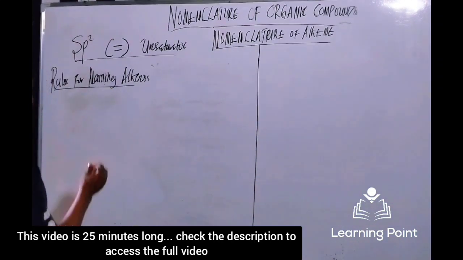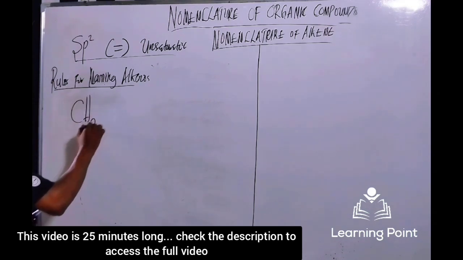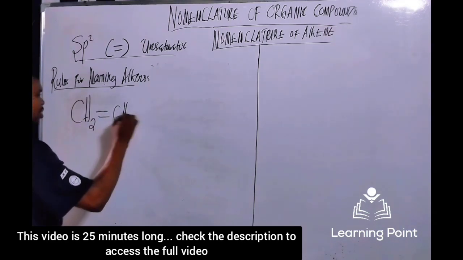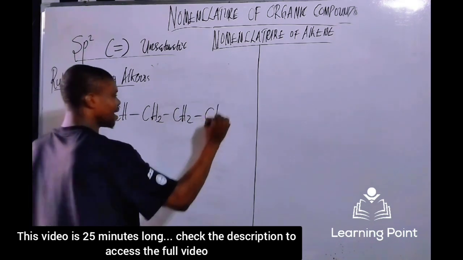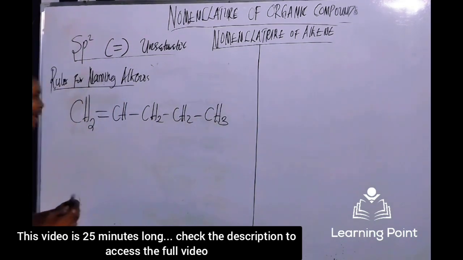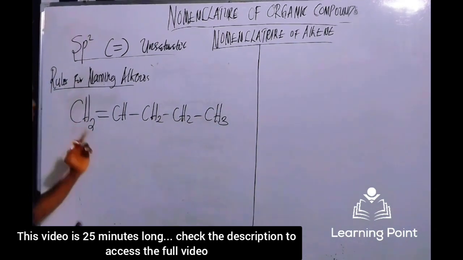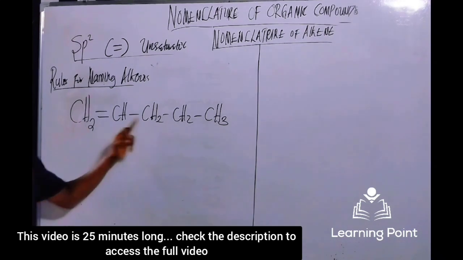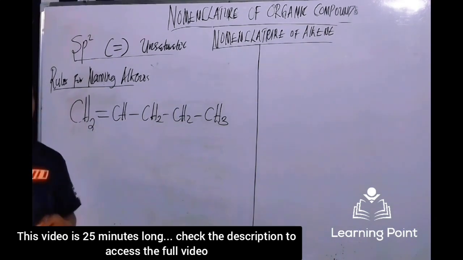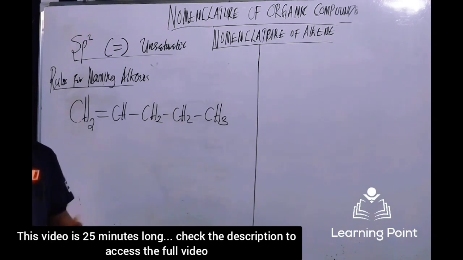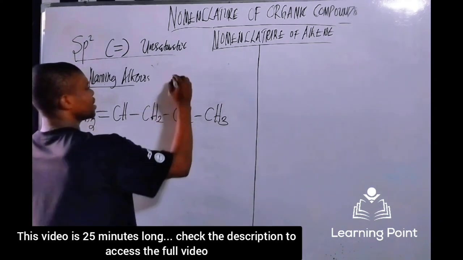So for example, here we have CH2 double bond CH, CH2, CH2, and CH2. How many carbons do we have? 1, 2, 3, 4, 5. Because we have 5 carbons here, it's going to be pentene.